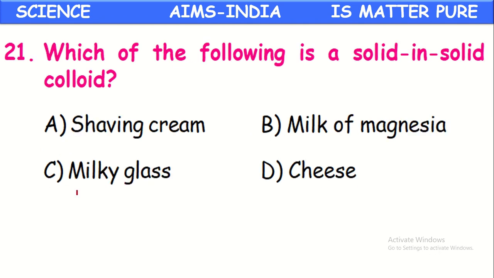Next one. Which of the following is a solid in solid colloid? Which contains both solids, solid in solid colloid. It is colored glass, generally milky glass or some colored glass. They contain solid chemicals in the glass. So both will come as solid in solid colloids.